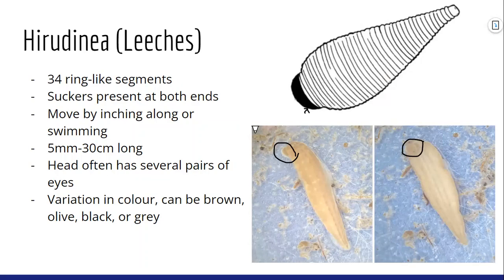And they do have several pairs of eyes, so a little bit difficult to see. They do have eyes down here, and you can see the 2 dots there for their eyes right here. In color as well, they can be brown, olive, black, or gray.